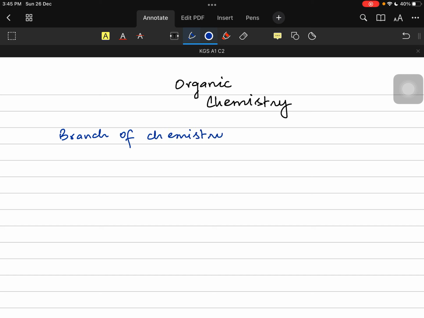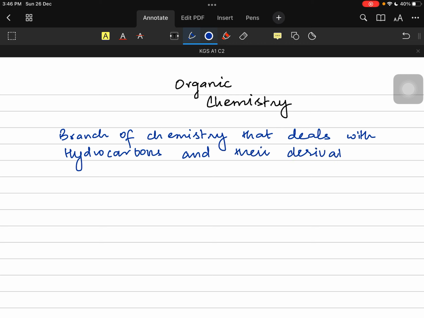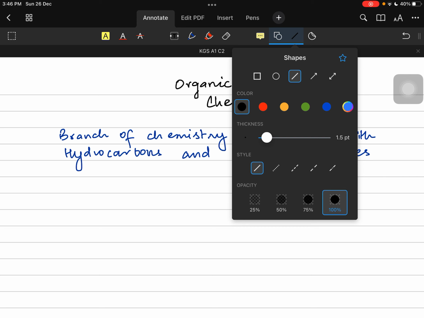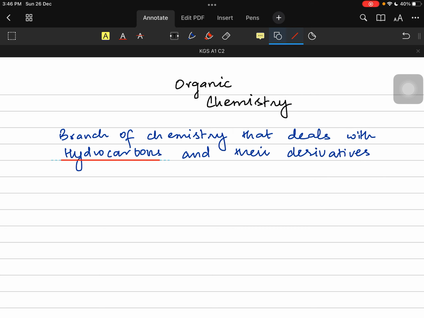that deals with hydrocarbons and their derivatives. So there are two new words for us, the word hydrocarbon and the word derivatives. So we're going to be seeing what the word hydrocarbon means and what the word derivative means. So we're going to be dealing with hydrocarbons and their derivatives.